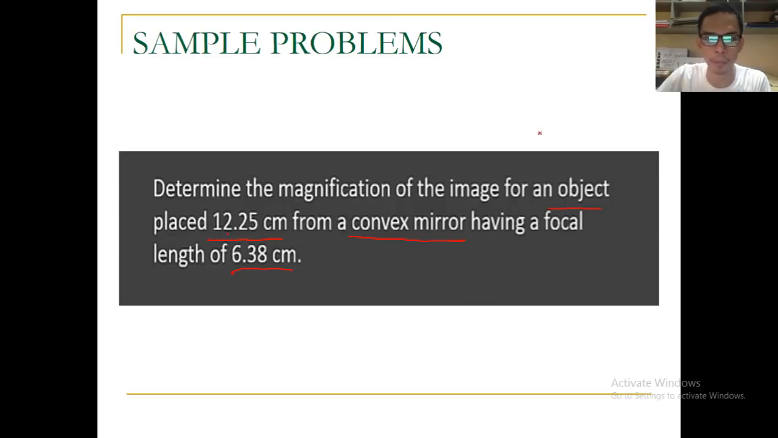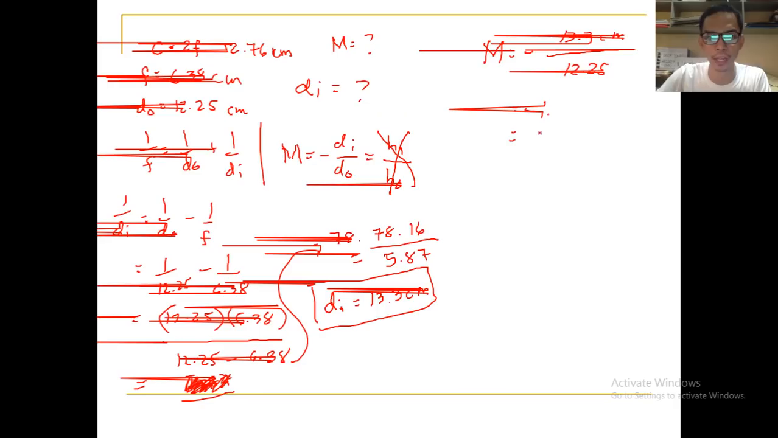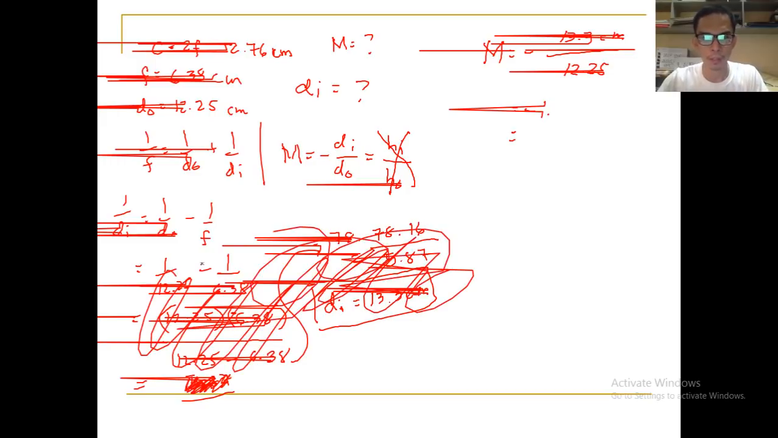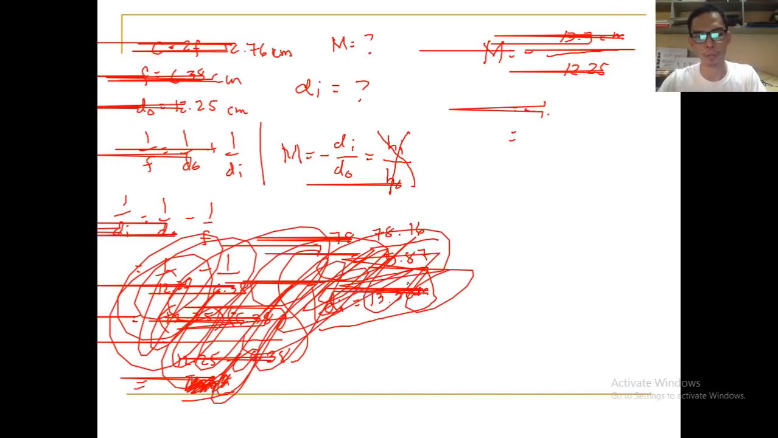Let me see if I am in the correct path. I forgot that this is negative, so it will not become 0.587. Let me repeat the computation one more time.